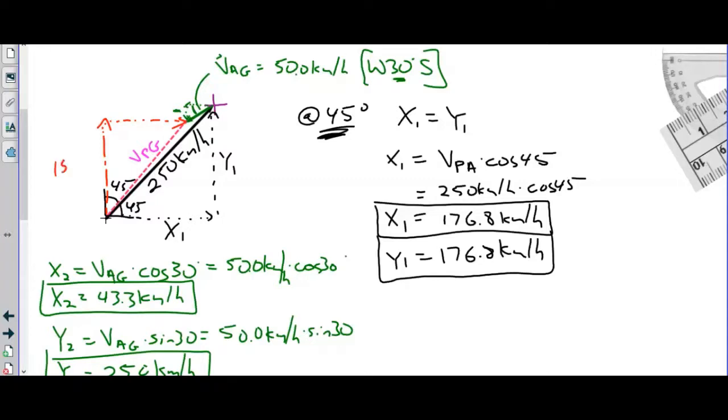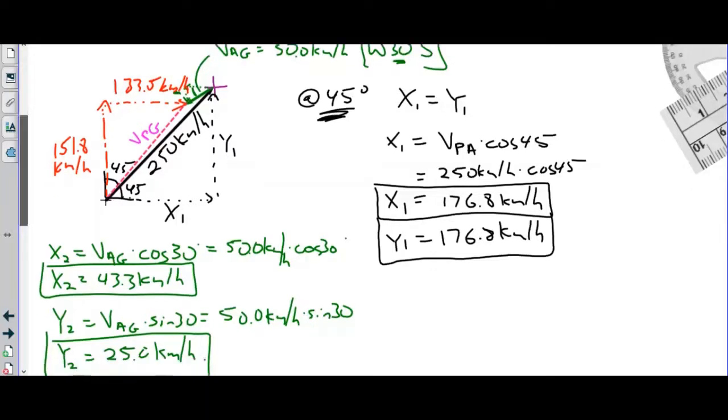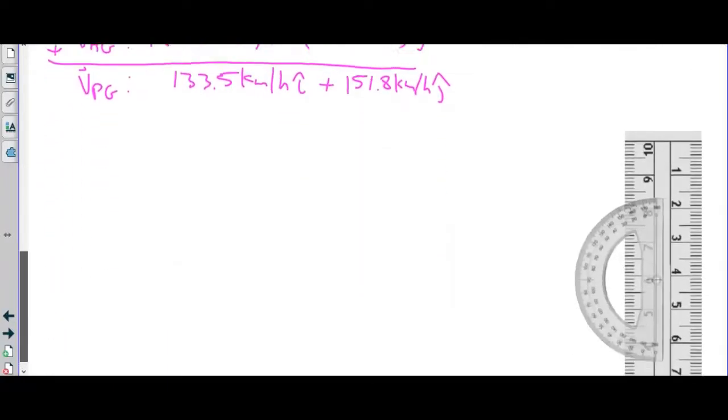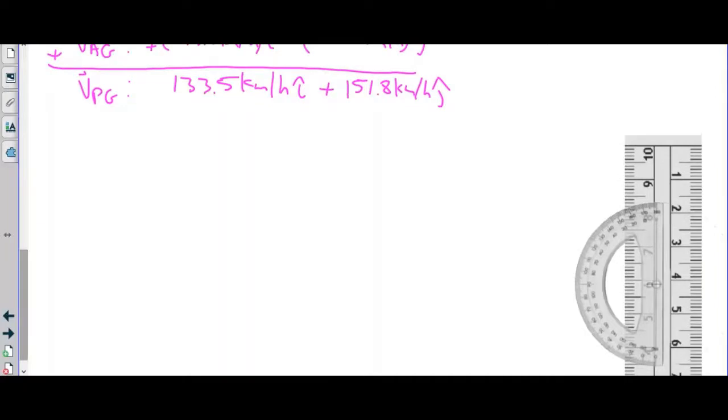So this would be 151.8 kilometers per hour, and this one up here is going to be 133.5 kilometers per hour. My radian is worse than normal today for some reason. So those are my x, that's my y. The last little bit here is to use the Pythagorean theorem. We're going to have to find the hypotenuse and define the angle. So the velocity of the hypotenuse, if you will, the velocity of the plane with respect to the ground squared should be equal to its final x squared plus its final y squared.